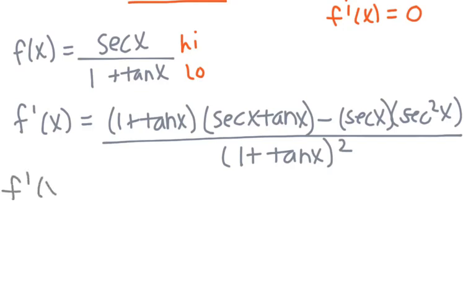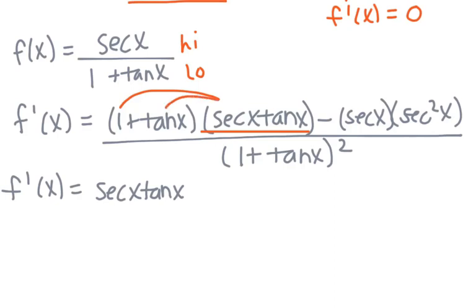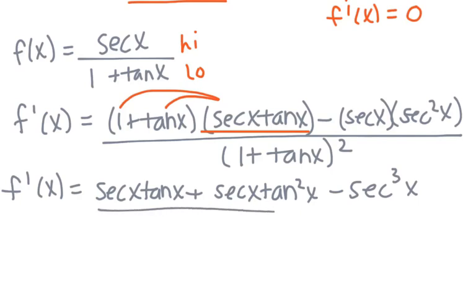Alright, we've got a lot of fixing to do here. So we're going to have to actually distribute this. In this first one, we're going to distribute the secant x tan x to 1, which would give us, of course, secant x tan x. But then we also have to multiply it by tangent x as well, which is just going to give us secant x tangent squared x. Okay, and then down here, we're multiplying secant times secant squared, which ends up giving us secant cubed all over this.